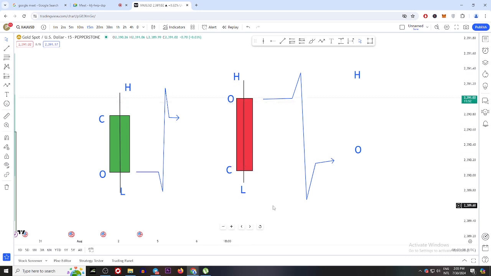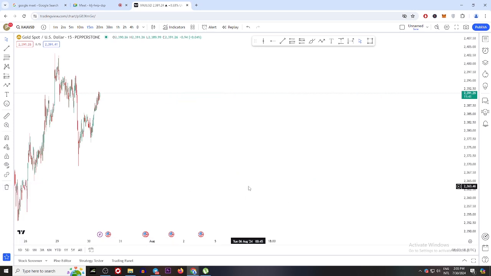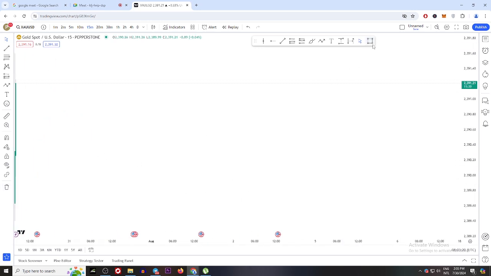The way price goes, OHLC. The way price goes, we just call it by that way. Okay, so clear? Now we're going to remove it. Now let's talk about something else.